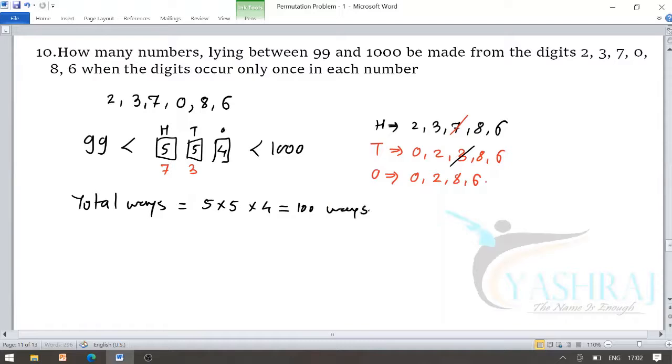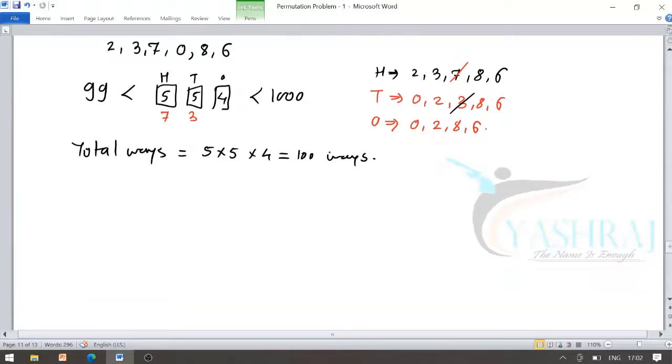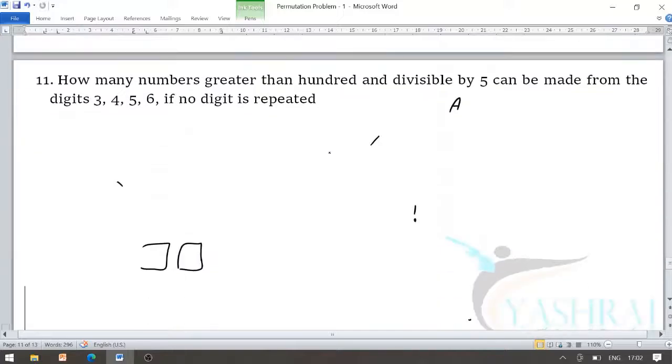That means 100 numbers lying between 99 and 1000, made up of the digits 2, 3, 7, 0, 8, 6 when the digits occur only once in each number. That means repetition is not allowed here. Now look at the next question we are having.